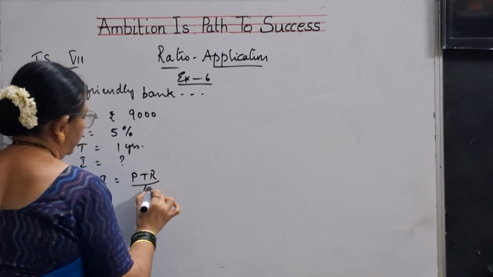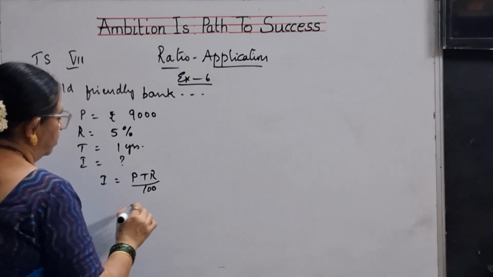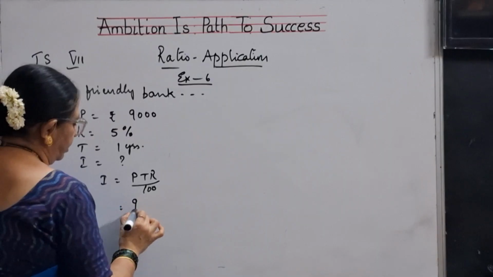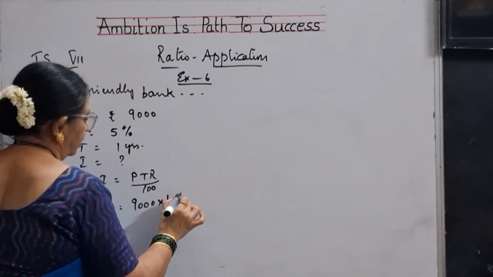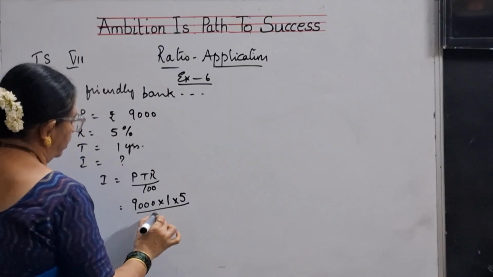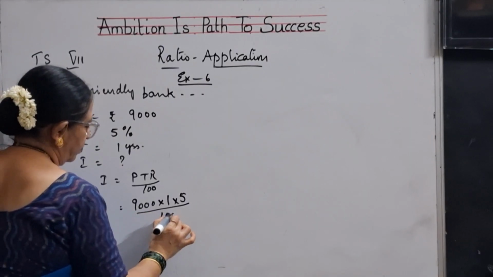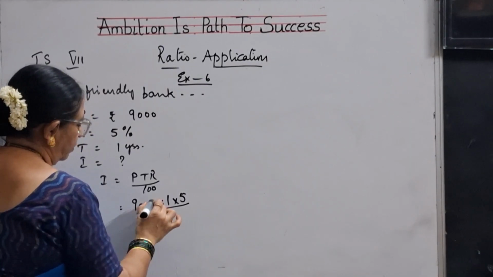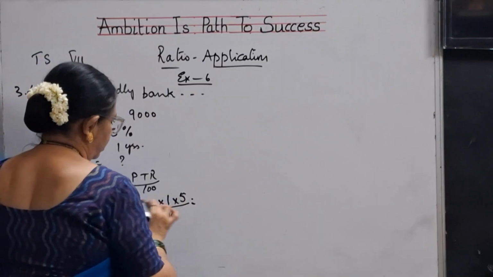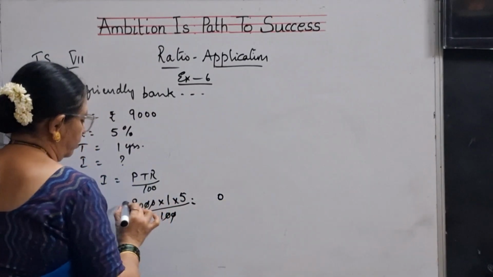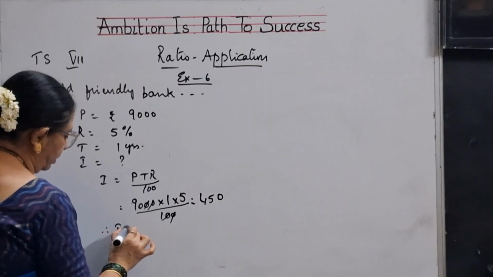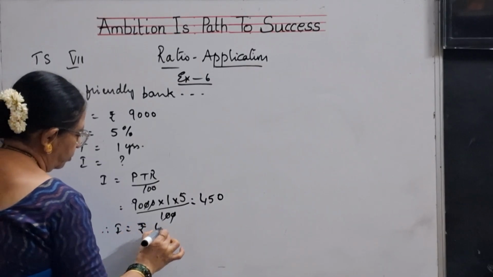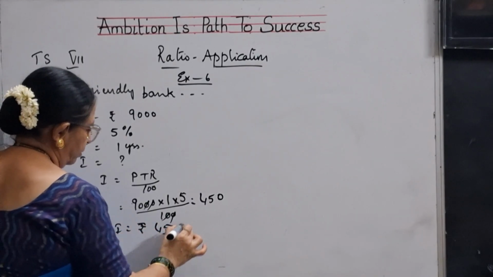I equals PTR by 100. Now principal is 9,000, time is 1 year, rate is 5 by 100. So the zeros will get cancelled. 5 zeros are 0, 5 nines are 45. Therefore, how much interest is he getting? Rupees 450. This is the answer.